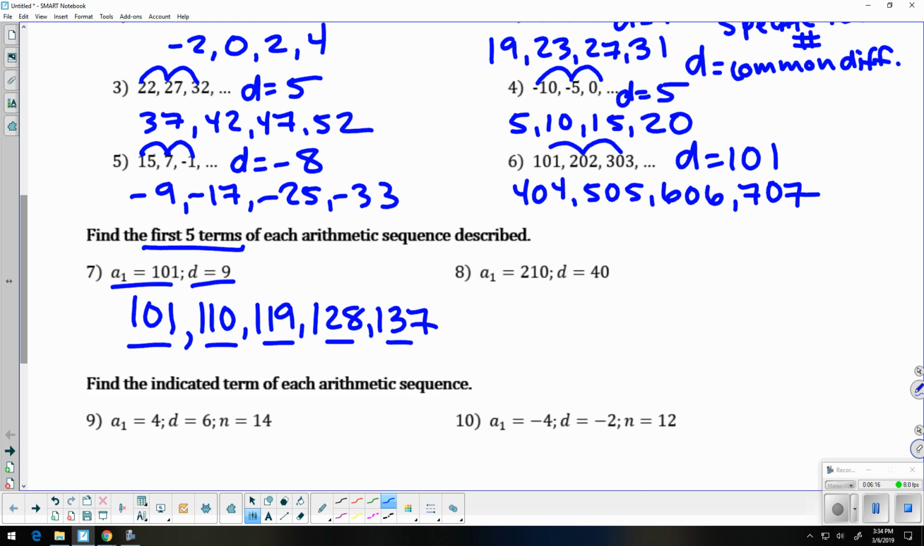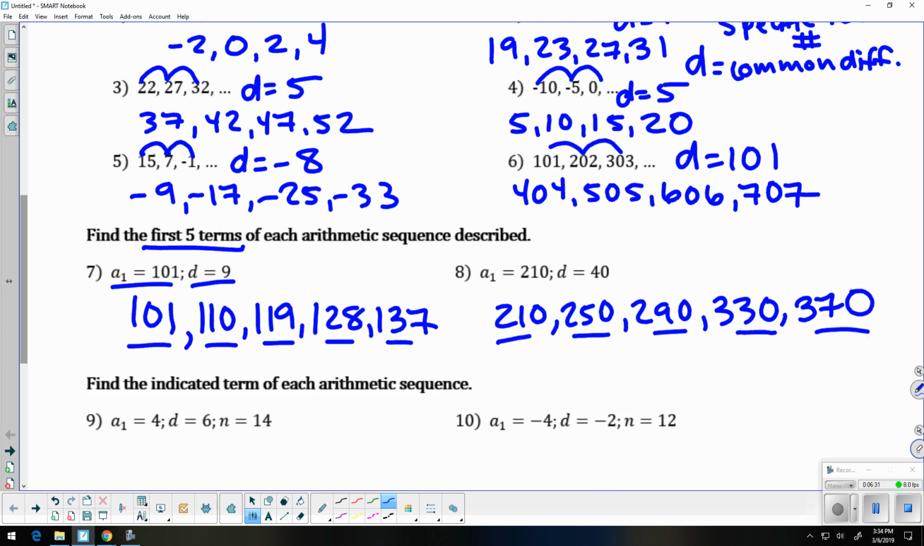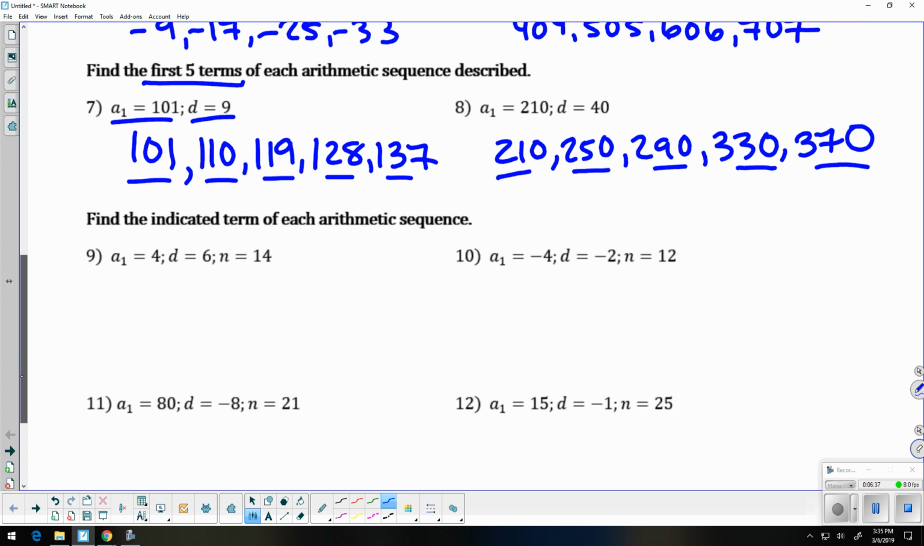So same thing for number 8. We have 210 as the first term. Find 4 more terms, just keep adding 40. So you'd have 250, 290, 330, and then the last one would be 370. So again, that's 1, 2, 3, 4, 5 terms. So we're all set.